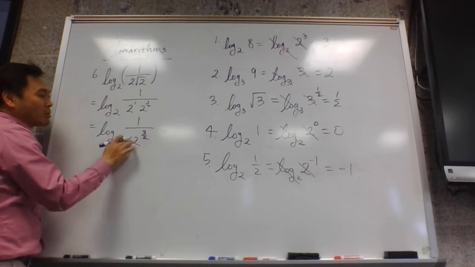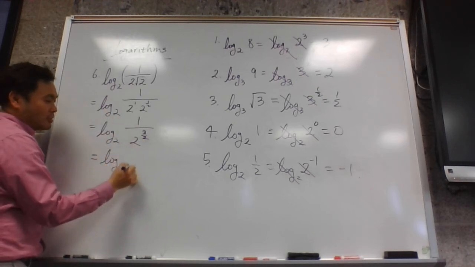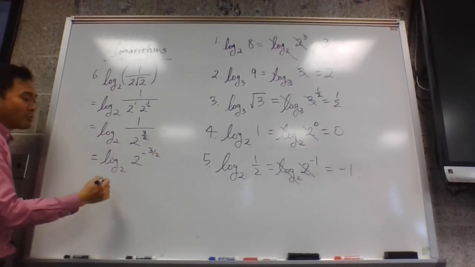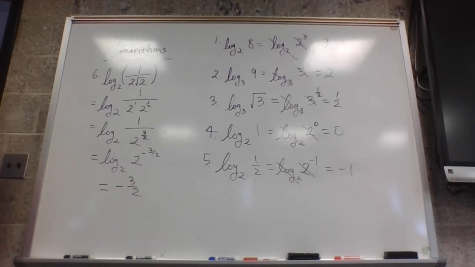Right, you have 1 over some exponent. What's that same as? Oh, it's negative. 2 to negative 3 over 2, right? Okay. So what's the final value? Exactly. Okay, so that last one was a bit more challenging, but basically this is it. This is what logs are.